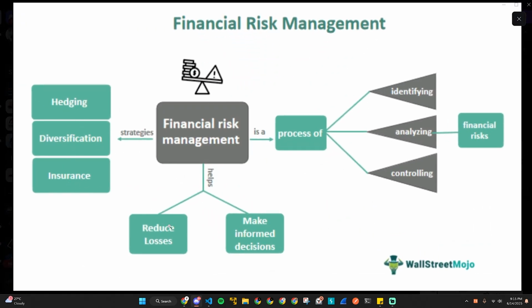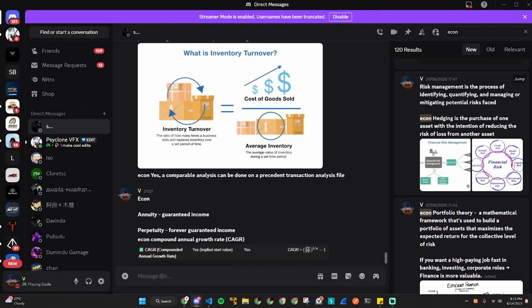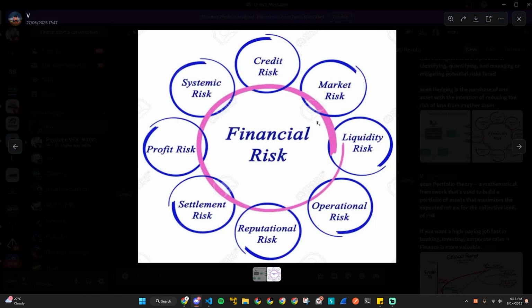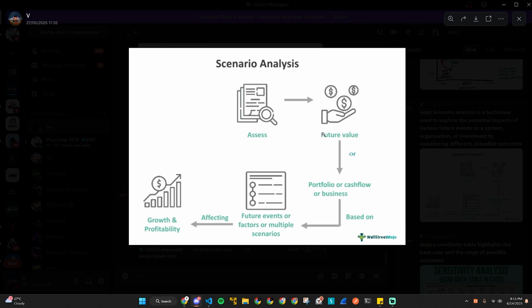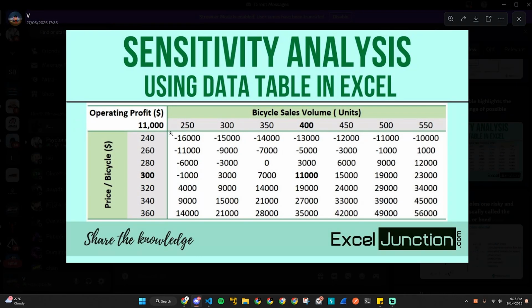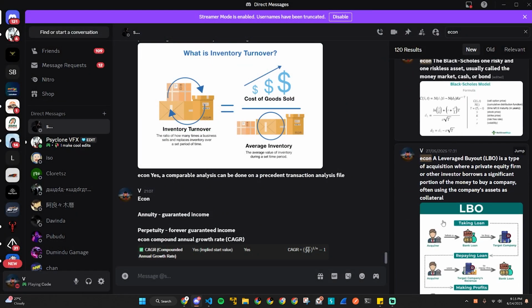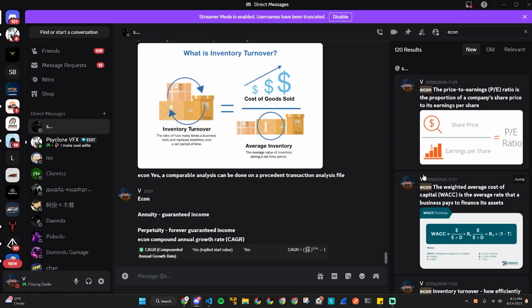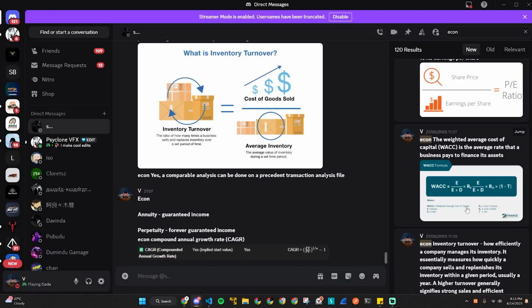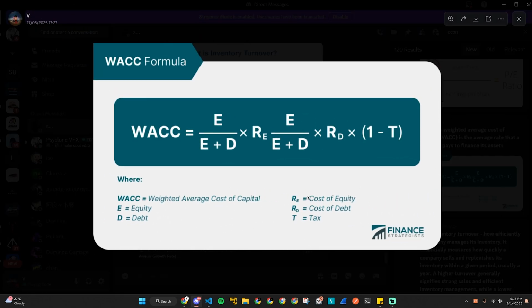Hedging, diversification, yeah, reduce, exactly. Future value is present value times 1 plus R times 1. It's future value. Sensitivity table, exactly, as you can see. Average buyout, enterprise value, I've explained what this is. Total price to earnings ratio, I've explained what this is as well. Weighted average cost of capital, you guys can take a look at this.